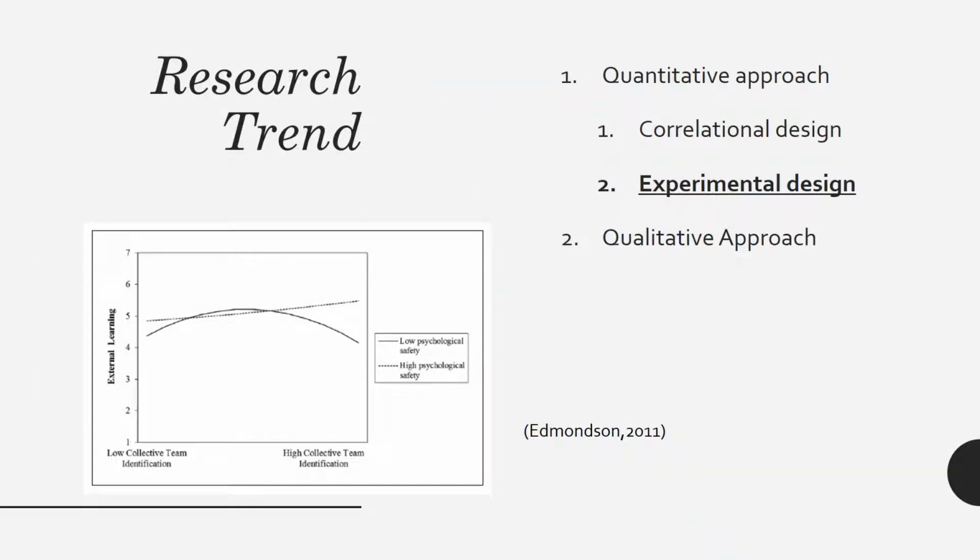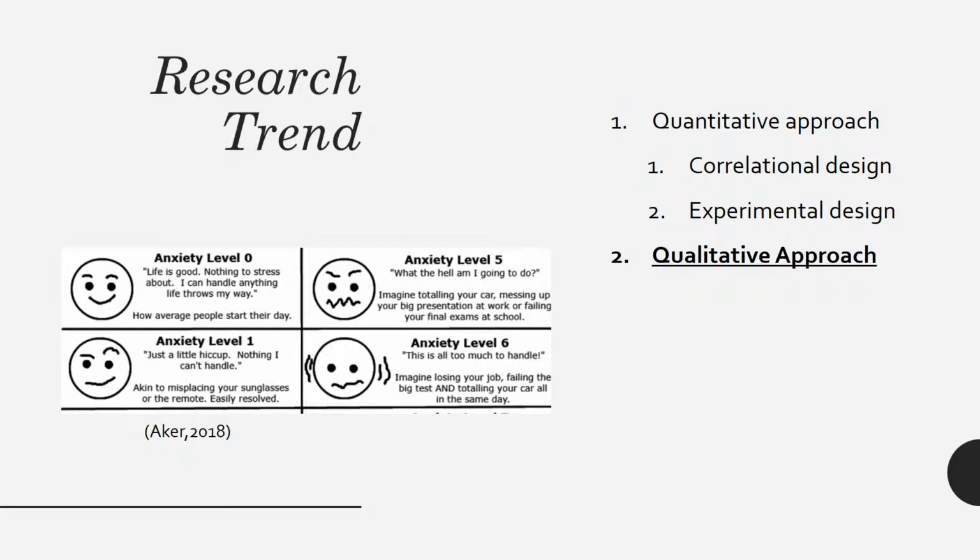So in our next research trend, we discussed our experimental design. As you can see, in our lower collective team identification, the high psychological safety flatlines at first, but then slowly increases. While in the high collective team identification, the lower psychological safety is kind of a roller coaster. It starts off increasing, then flatlines a tad bit, then starts to decrease a little bit. In our last research trend, we discussed our quality of approach. As you can see, there are certain anxiety levels right over there, and it corresponds with our attention levels.